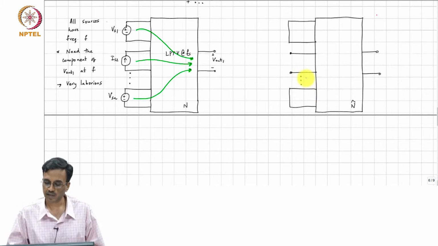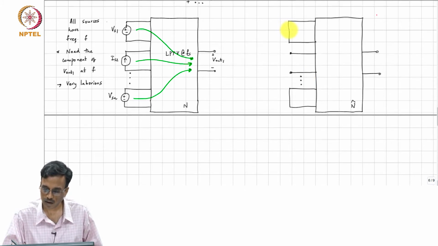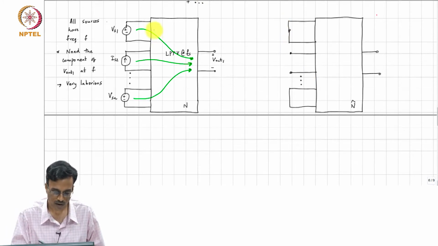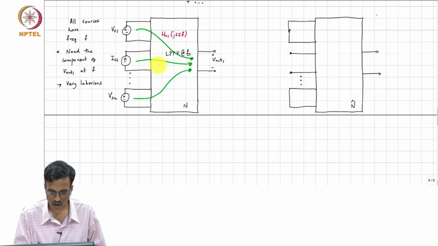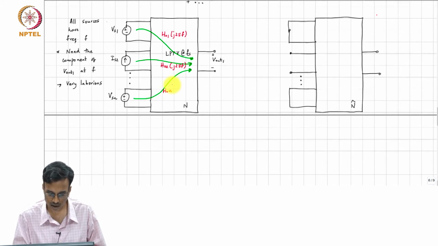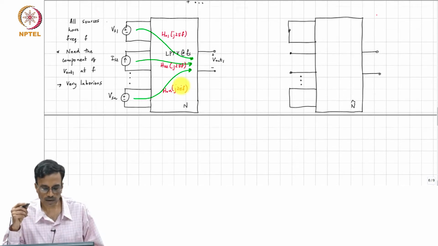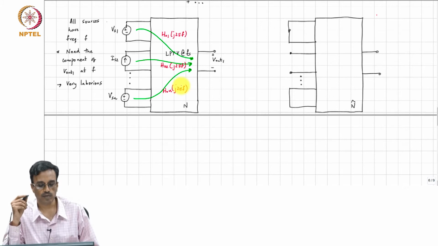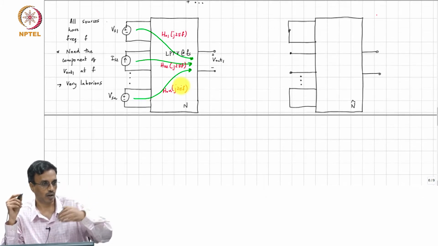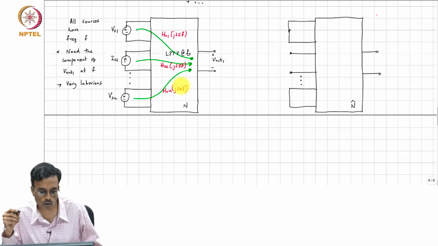What do we do with reciprocity? If we call this transfer function H01 of j2 pi f, this is H02 of j2 pi f, this is H0n of j2 pi f, right, which are the zeroth order harmonic transfer functions corresponding to the first, second, third, all the way up to the nth source. Now, what are we going to do?